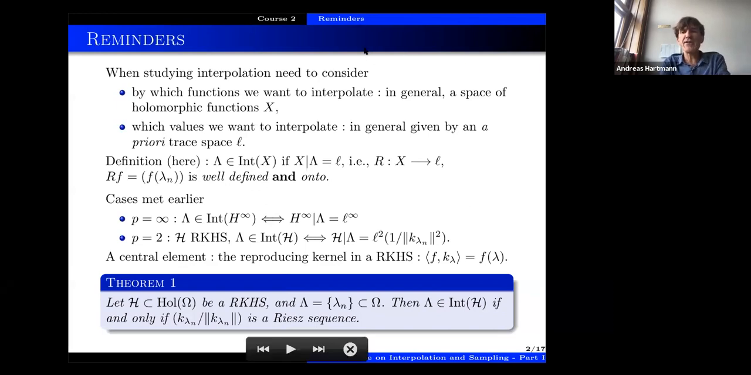And so yesterday we saw one half of the proof of this theorem. If you have a reproducing kernel Hilbert space, then a sequence is interpolating if and only if the associated sequence of normalized reproducing kernels is a so-called Riesz sequence. And I remind that, okay, there's a definition for Riesz sequences, but I remind that Riesz sequences are, for example, isomorphic images of orthonormal bases or orthonormal sequences. It doesn't really play a role. And also they are equivalent to unconditional bases, which means that you can sum in whatever order you want.